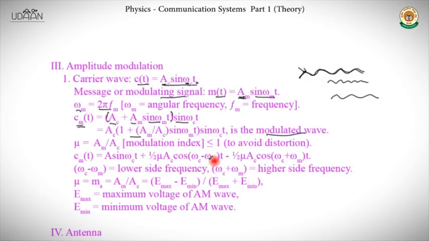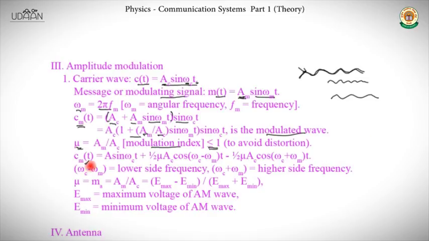Here there is one interesting term, A_m by A_c, that is the amplitude of the modulating signal divided by the amplitude of the carrier wave. It is known as the modulation index. It is basically mu, or sometimes also written as m, so don't get confused between mu and m. It is kept less than or equal to 1 to minimize distortion. Distortion is like the introduction of noise, which causes some difficulties in receiving the signal and getting back the original message. So to minimize distortion, our message amplitude always has to be lesser than the carrier amplitude. The modulation index is kept less than or equal to 1.